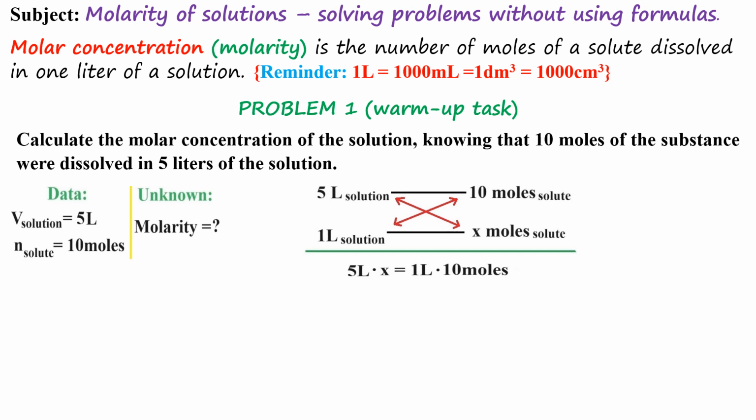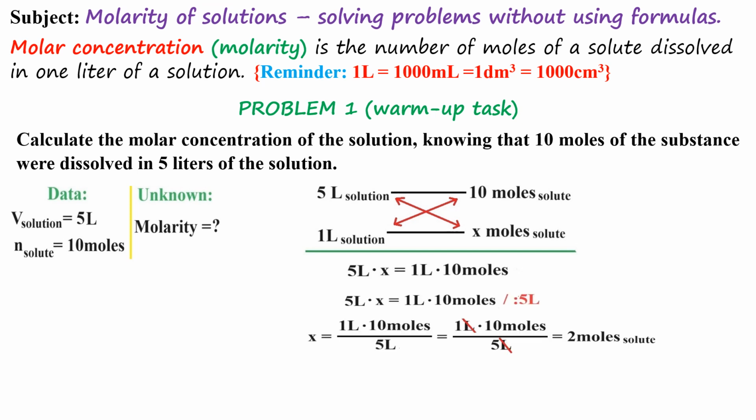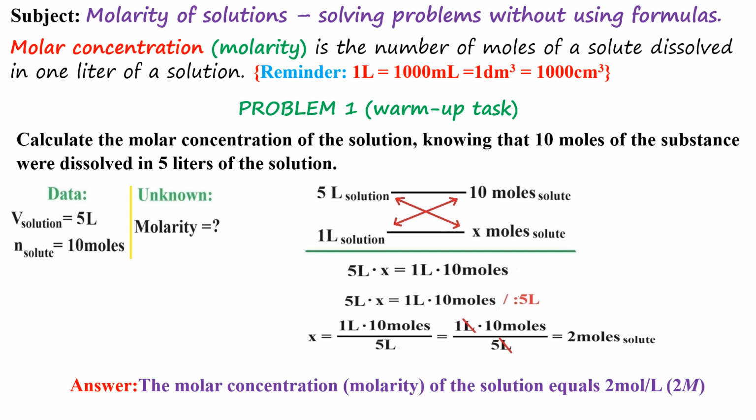We calculate X by cross-multiplying this proportion, so 5 liters times X equals 1 liter times 10 moles. To solve for X, we need to divide both sides by 5 liters, so it follows that X equals 1 liter times 10 moles over 5 liters. You can see that the liters cancel out here and we get the result in moles. So X equals 2 moles of solute. Answer: the molar concentration, molarity of the solution equals 2 mole per liter.